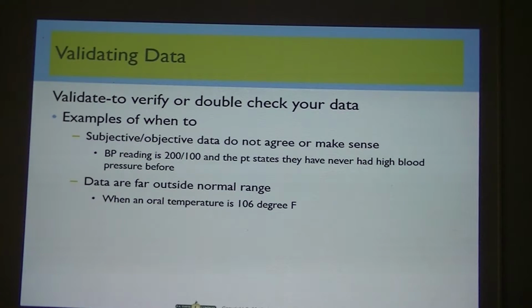And then also data that are outside of normal range. So if you have a temperature of 106 degrees orally, well, that's extremely way too high. There's a reason for that. So feel them. Do they feel hot? No, they don't feel hot. Okay, maybe they just drank some coffee. If that's the case, then we wouldn't have to wait and take it again later. So always validate your data.